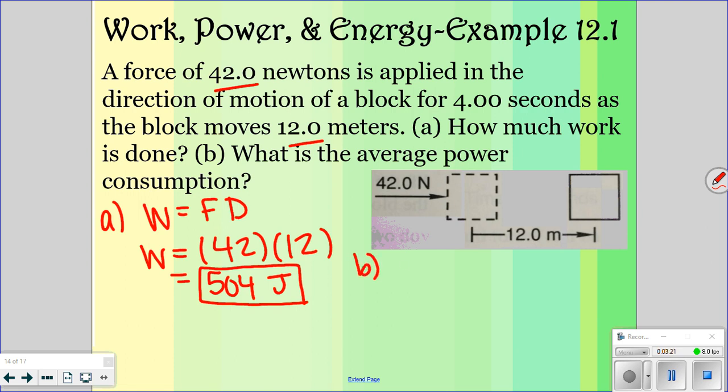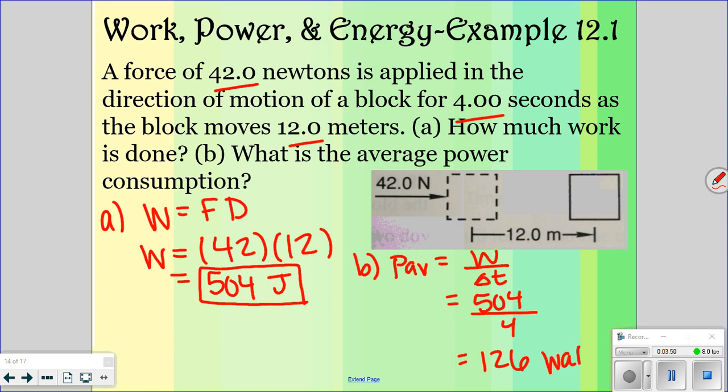For B, what is the average power? Your formula is work divided by the change in time. So our work was 504 and the change in time was 4 seconds. So if you divide that, you get 126. 4 also had 3 sig figs, so we still keep the 126. And then watts is your units. So that would be your answer for that one.